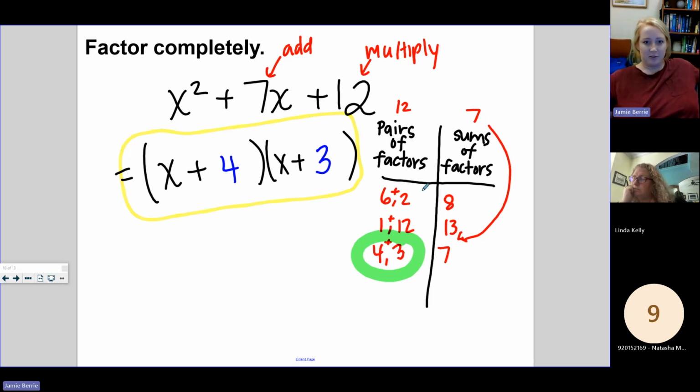All right, so use this method. I really think it's helpful. And I think that if you do this the same way every time, it's going to get burned into your brain and you're going to remember how to do it.